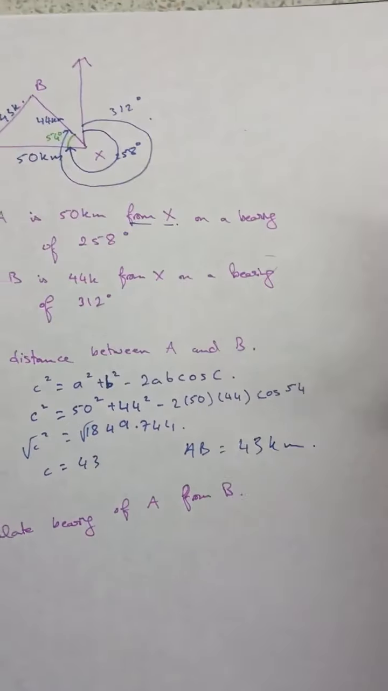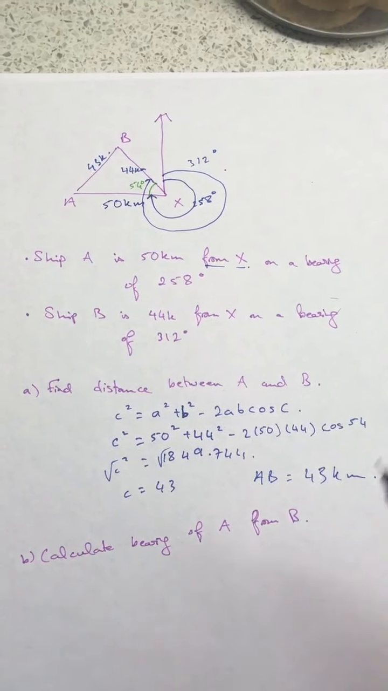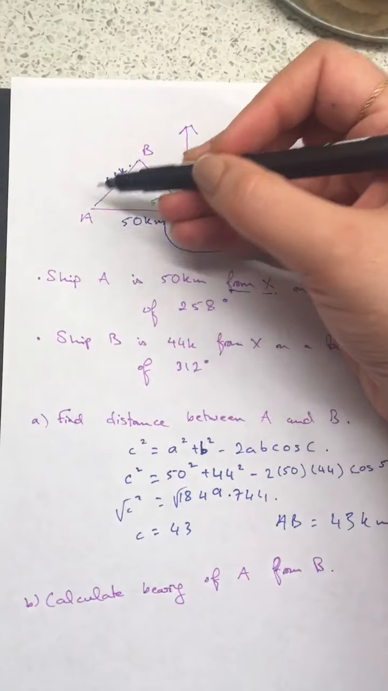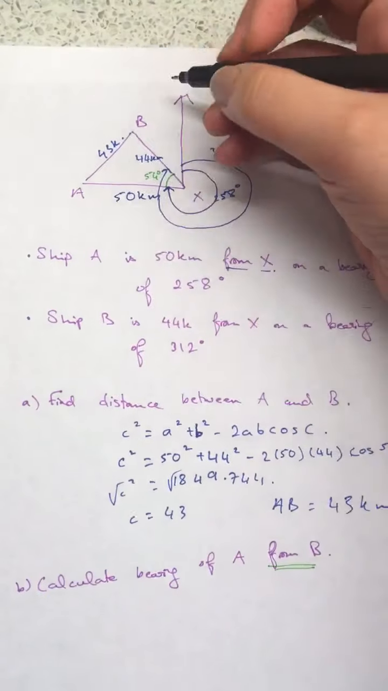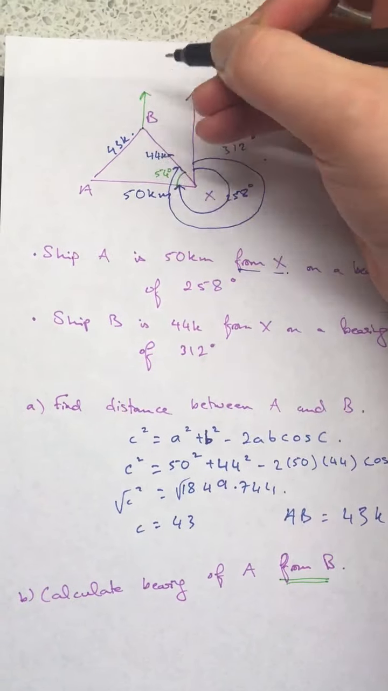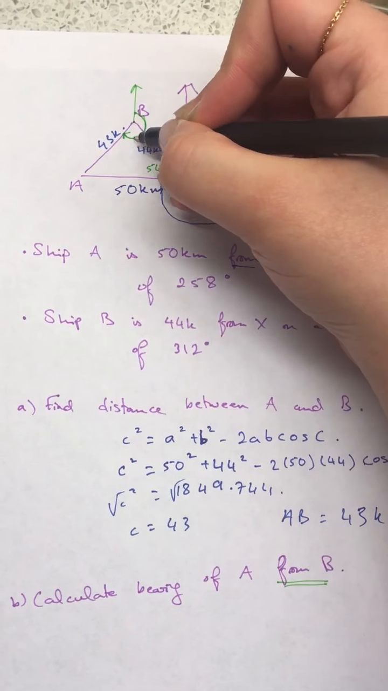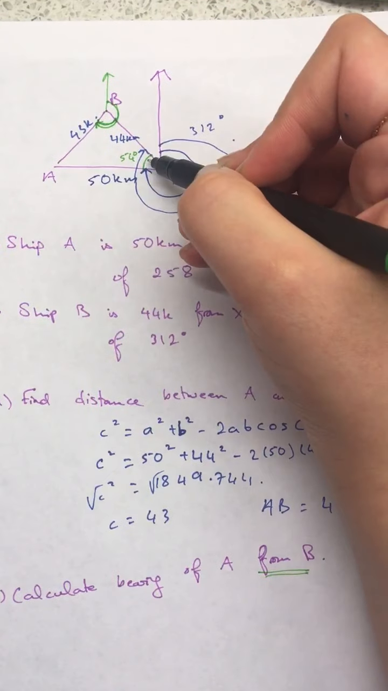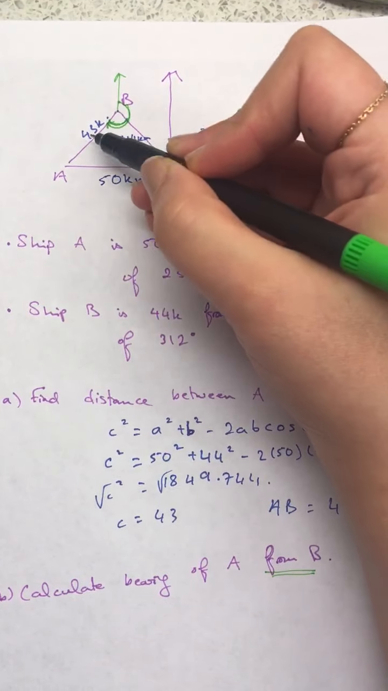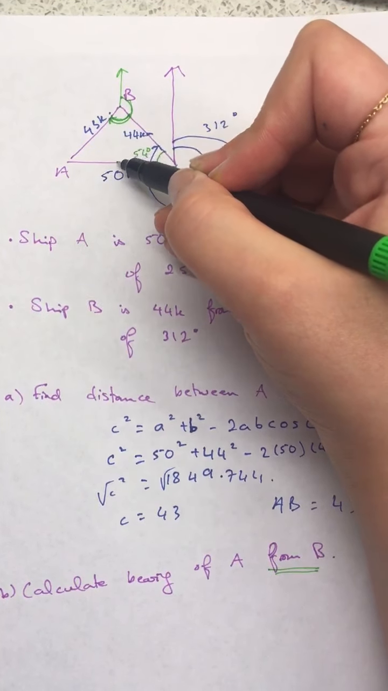Okay, the next question. Calculate the bearing of A from B. So they want A from B. Because they've used from B, I'll draw a north line from B, and I want that angle all the way around, so all of that. I can find this one because I have this angle and the side opposite that angle, and I have the opposite side. So that angle I need to find, and I have the opposite side.